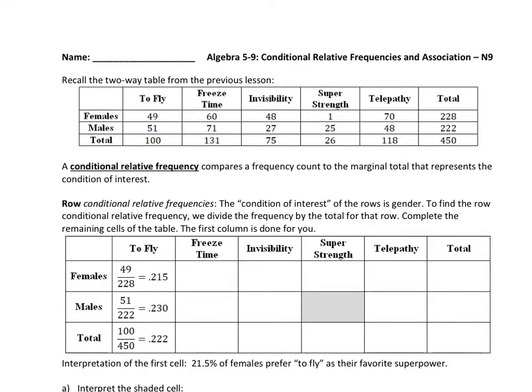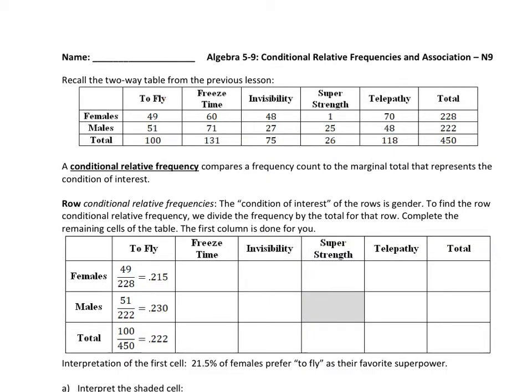So there are two types: row conditional relative frequencies and column conditional relative frequencies. In a row, the condition of interest is gender, because our genders, female and male, are in the rows. To find the row conditional relative frequencies, we divide the frequency by the total for that row. So for females, 49 out of 228 females wanted to fly.